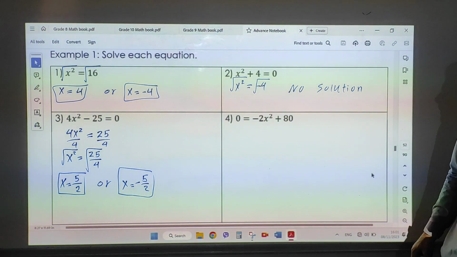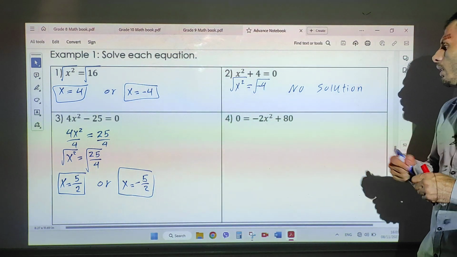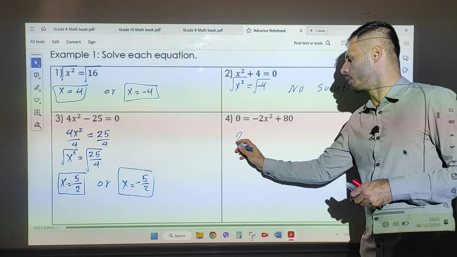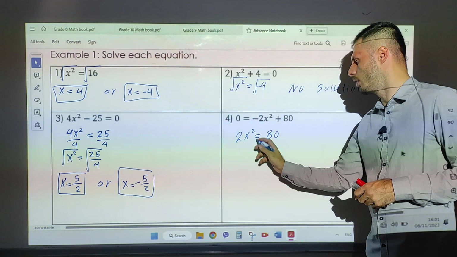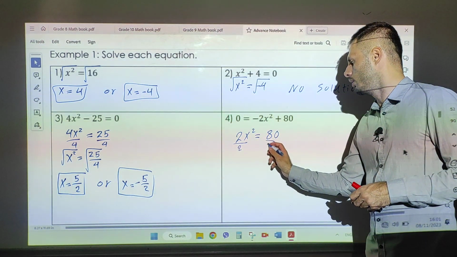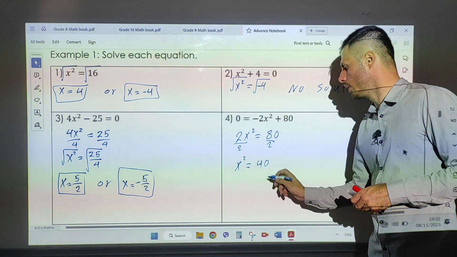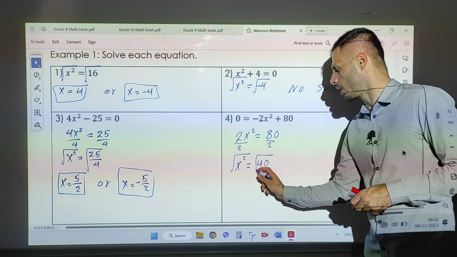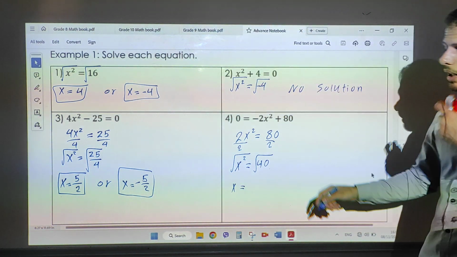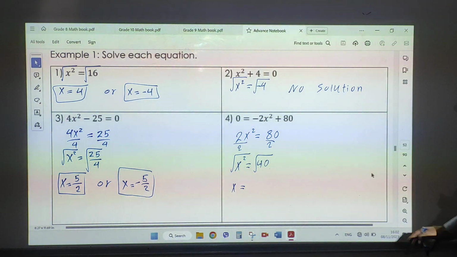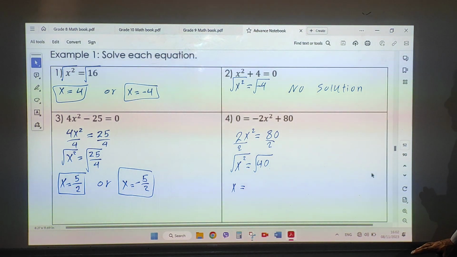Now for this one, we have 0 equals negative 2x power 2 plus 80. To make x power 2 alone on one side, we will move it. It will be 2x power 2 equals positive 80. For that, we divide by 2. x power 2 equals 40. Because we have x power 2, we take the square root. Then x equals, in this case, it's possible to give you the answer as positive root of 40, negative root of 40. It's one possible answer that can be given.